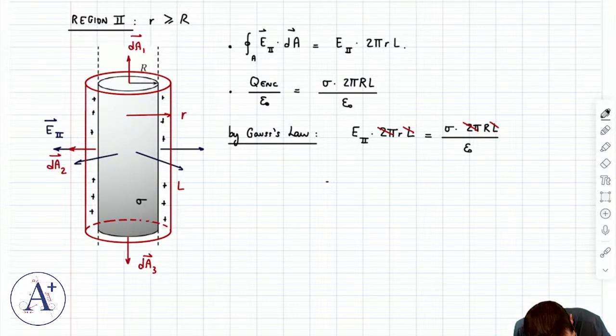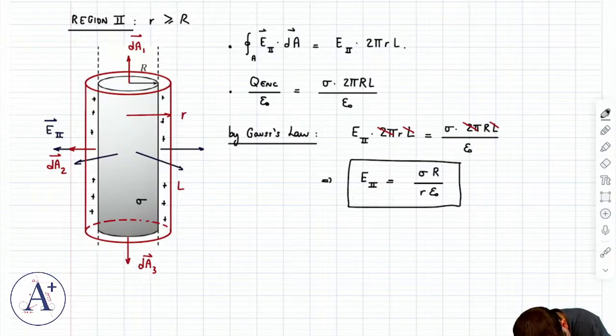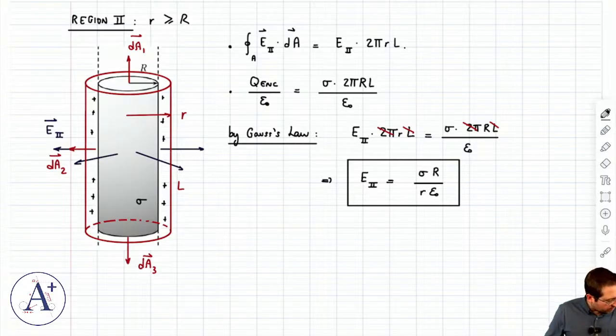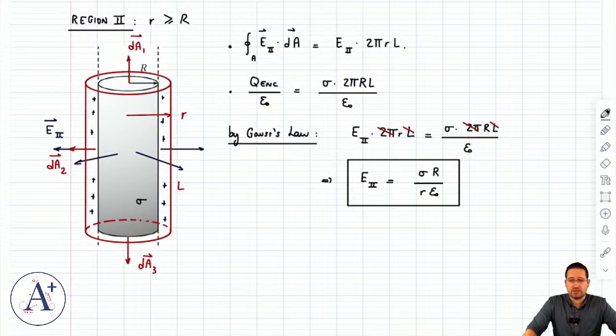And then E2 is going to be sigma big R divided by little r epsilon naught. All right. So that's going to be my electric field outside of my Gaussian cylinder. Well, outside of my conducting cylinder. Duh.